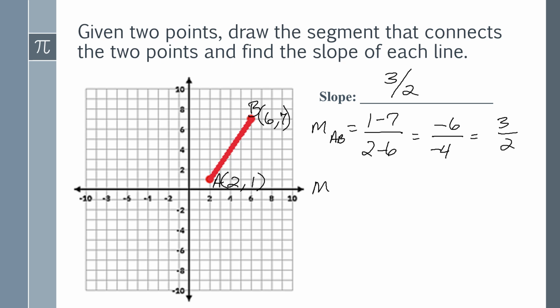Now, we can look here and see, will we get the same answer if we go from B to A? So this would be 7 minus 1 over 6 minus 2. And again, we get 6 over 4, both positive, which reduces to 3 halves. So the order really does not matter, whether we go from left to right or right to left.